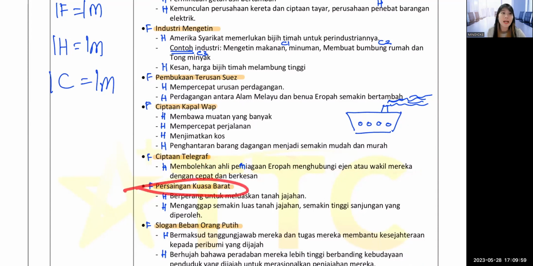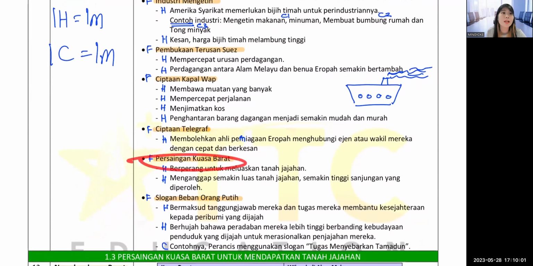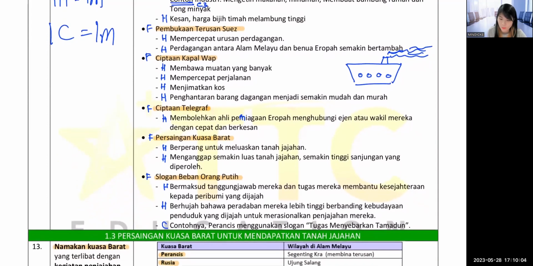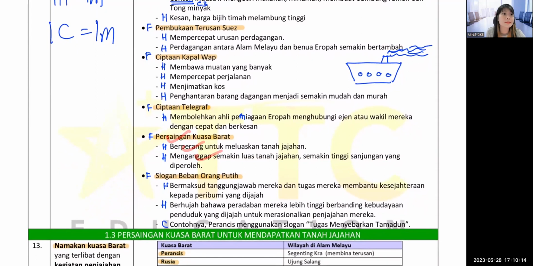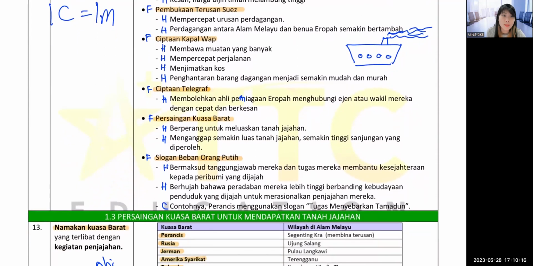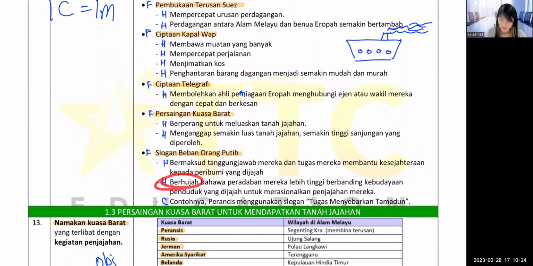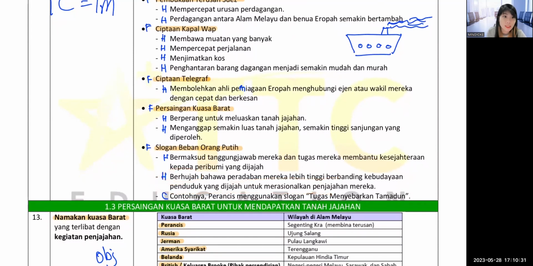Okay. Then another factor is what? We are able to compete with kuasa asing. We go to war to expand our land, and for them, they think that the larger land they own, the more respect they get. So yeah, fakta huraian. And then slogan bebas orang putih, this one, they claim that it's their responsibility to help our country better. And they give this explanation because they claim that they are more civilized than us compared to the country that they conquer. Contoh, France used the slogan tugas menyebarkan tamadun like that.